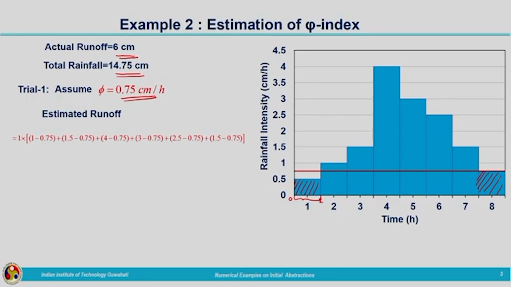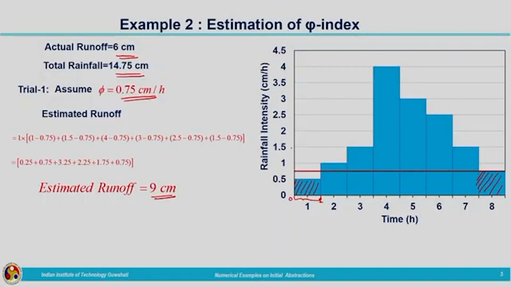Above this phi index value, that is contributing as the runoff depth. So, this is calculated as estimated runoff coming out to be 9 centimeters. This is similar to the previous problem. In the previous problem, the phi index value was given to us.